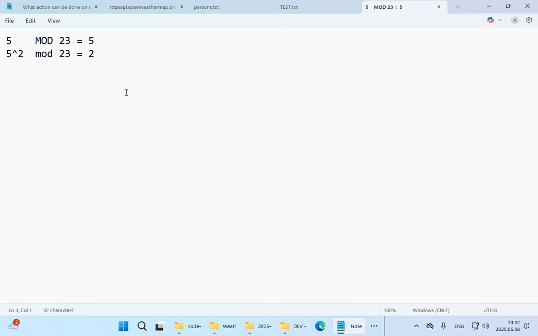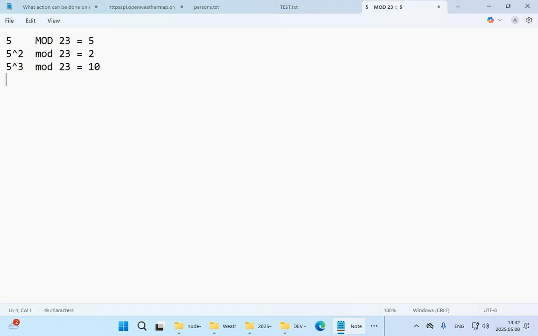So now let us try to have the theory. What will be 5 to the power of 3 mod 23? What will be the result? 2 times 5, 10. Yes, it is 10. Here you can see it is 2 times 5, because this one is 5 but this one is 2, and then you multiply.